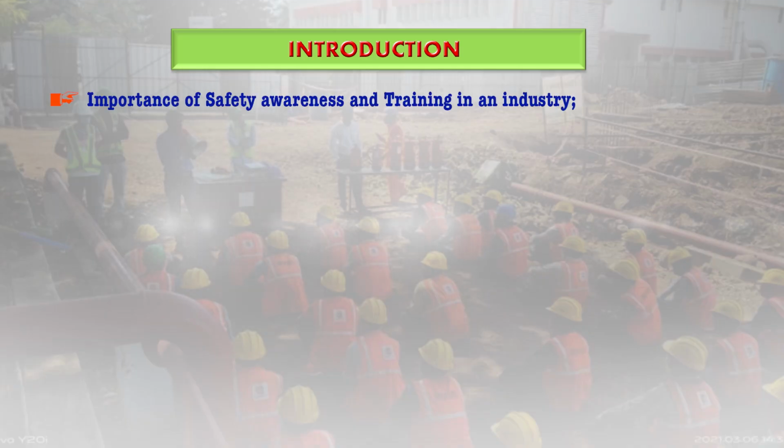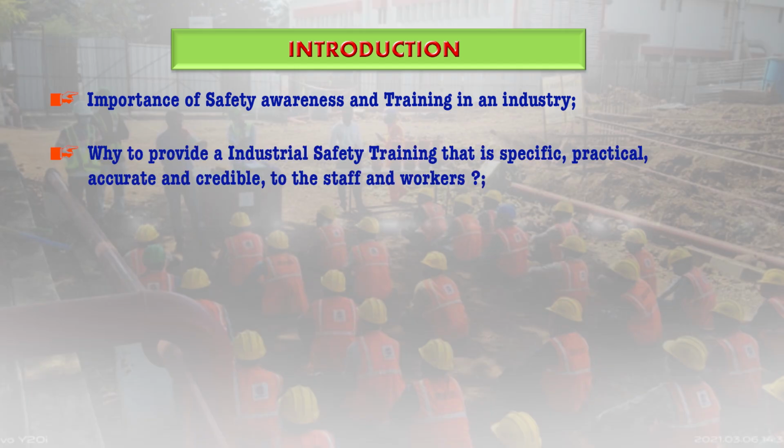What will be the main outcome of this course? I would just quickly sum up those. We would be covering the full course on the industrial safety awareness training. Whatever is the importance for safety awareness and training in an industry, that is going to be covered under this course. Why to provide an industrial safety training that is specific, very practical, accurate and credible to the staff and workers, that would be covered under this one.